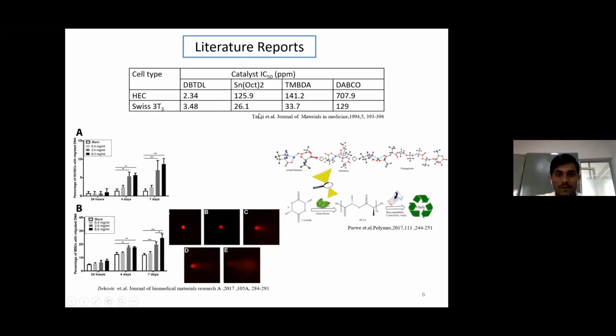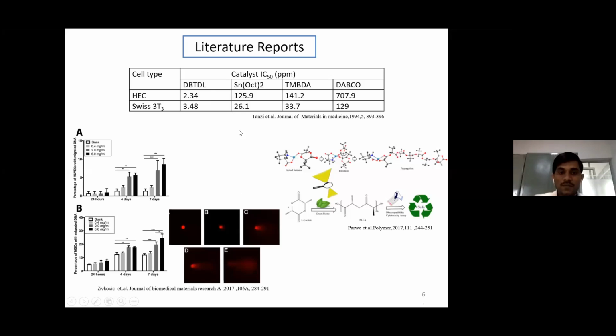In the literature, Kanzi and co-workers studied the toxicity of the most commonly used catalyst in the polymerization reaction. And they observed that this catalyst shows toxicity in human endothelial cells and Swiss 3T3 fibroblast cells. In another work, Zivkovic and co-workers studied the genotoxicity of this polymer in human umbilical vein cells and mesenchymal stem cells. Although this catalyst is approved by US FDA based on empirical safety data.